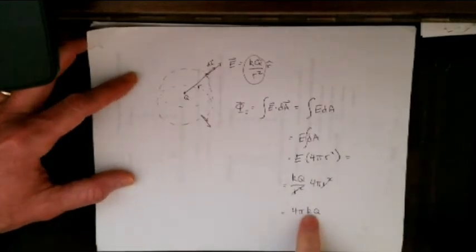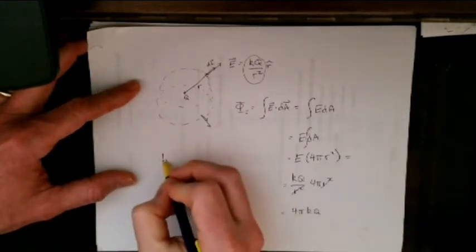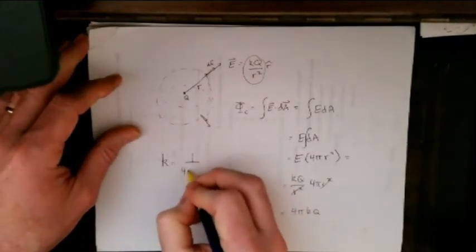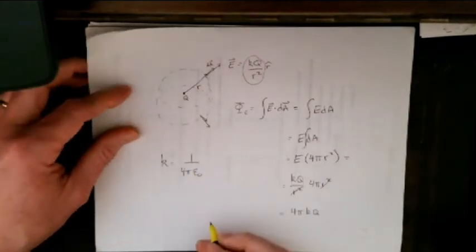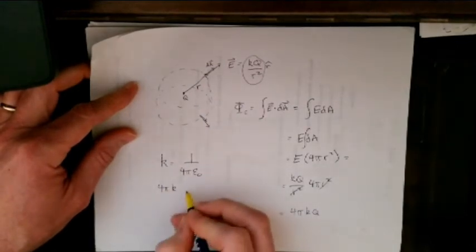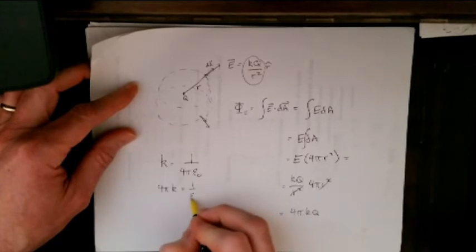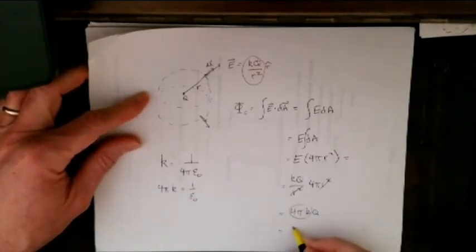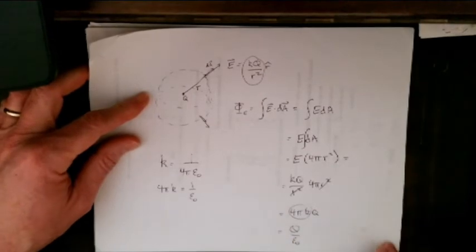Don't forget, this electrostatic constant can be written a different way. My electrostatic constant is also equal to 1 over 4 pi epsilon sub naught. In other words, 4 pi times my electrostatic constant is equal to 1 over epsilon sub naught. Hey, I just happen to have that right here. So this becomes q over epsilon sub naught.